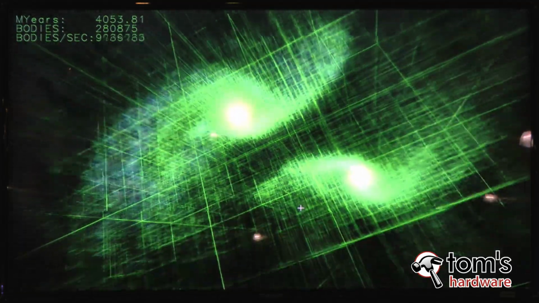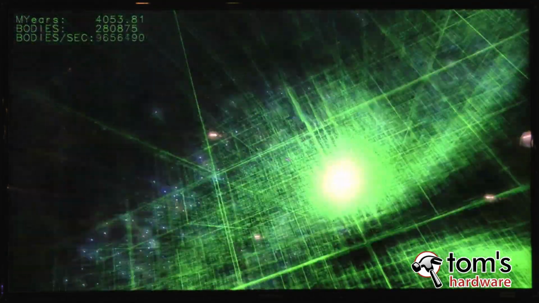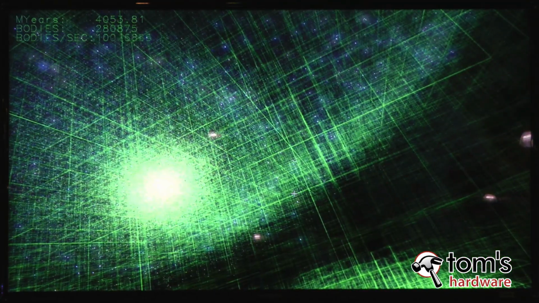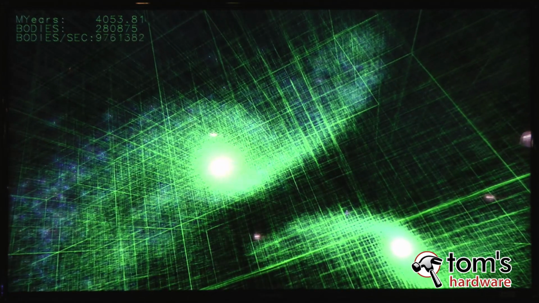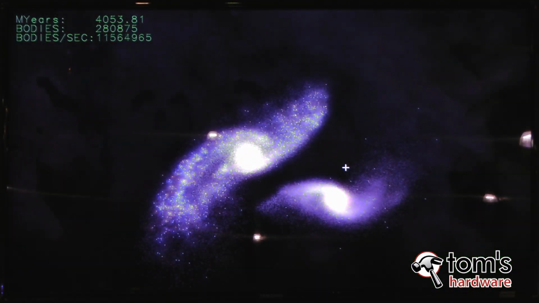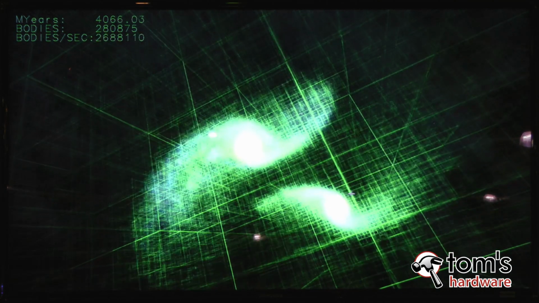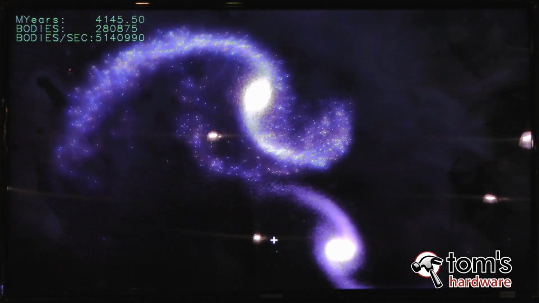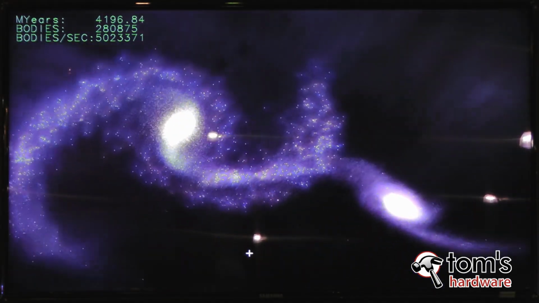We can implement this very efficiently on our new Kepler GPU with the nested parallelism support that CUDA has to help break out the work and give a better implementation of that algorithm, giving us an order of magnitude improvement in the number of stars that we can simulate in the galaxies.